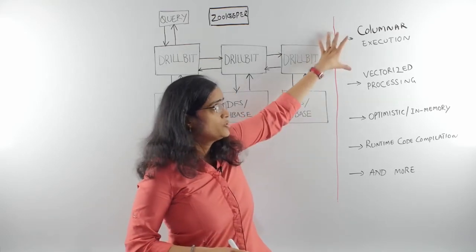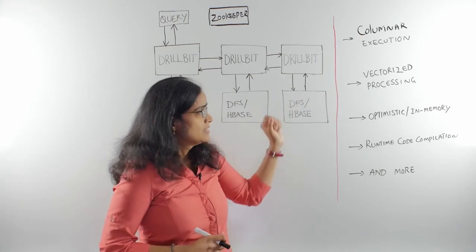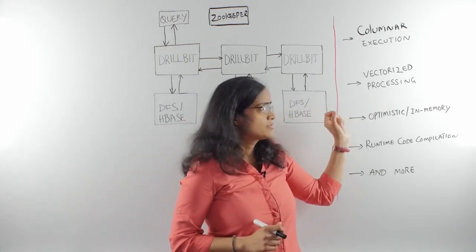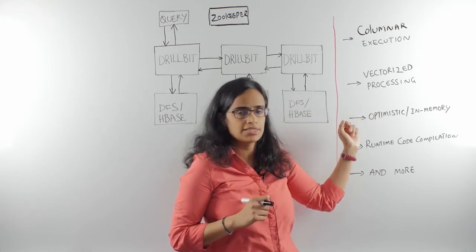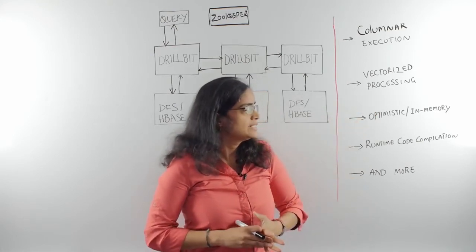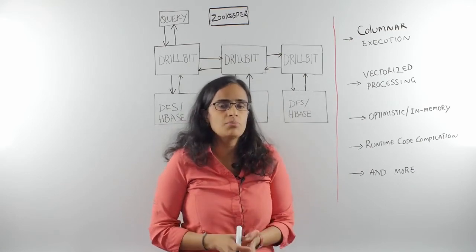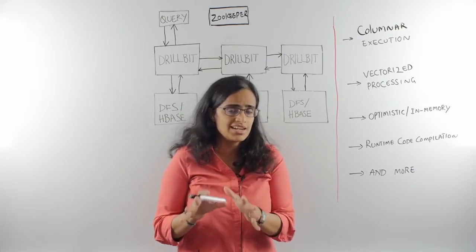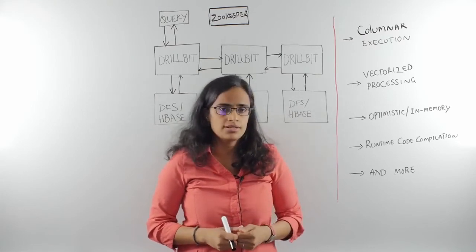So columnar execution is a very foundational element in achieving performance. The next aspect, which goes very much hand in hand with columnar execution, is vectorized processing. This is actually a pretty common technique in the traditional MPP database systems, but it is fairly new in the context of Hadoop.